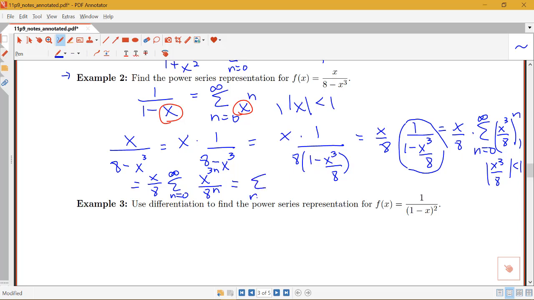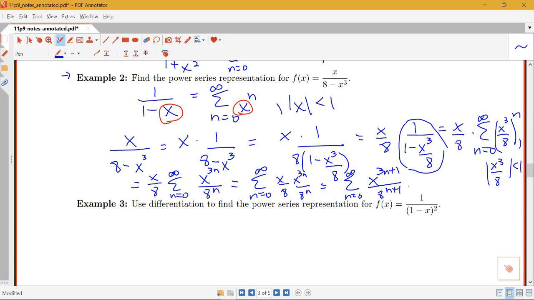So what I'm looking at is a sum of x over 8 times x to the 3n over 8 to the n. So I'm writing out a few more steps than you would necessarily have to show all the time, just to show you the in-between work. So this is n equals 0 to infinity, and I'm going to have x to the 3n plus 1 over 8 to the n plus 1.